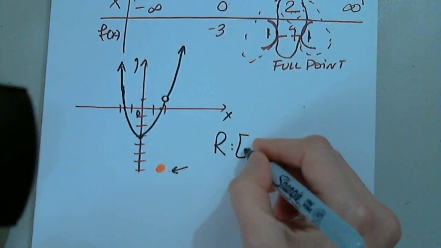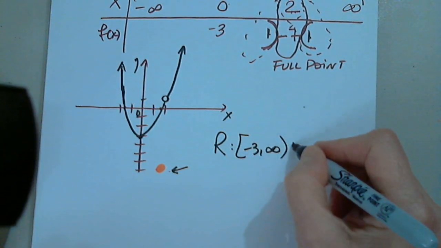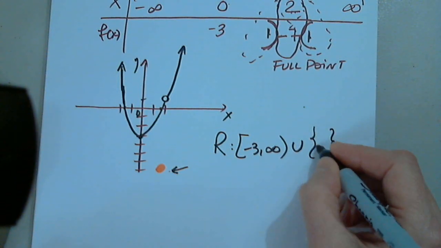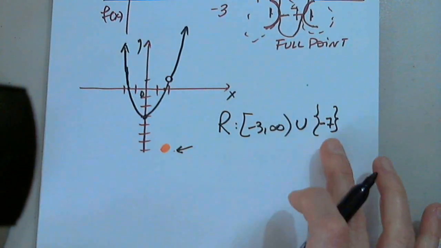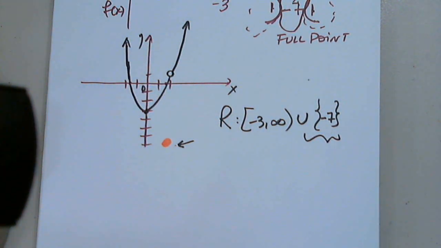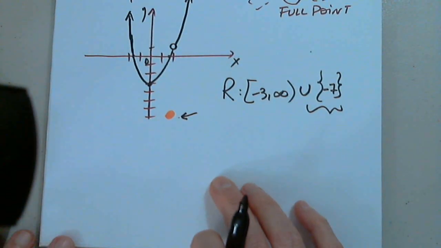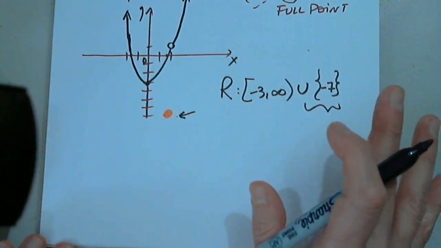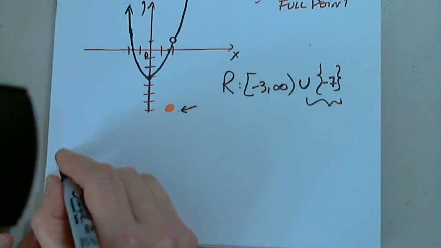Union, negative 7. I cannot write this as an interval. It has to be with braces, because it's one point. So this is a little bit more sophisticated type of problem. Let me show you a simple one.